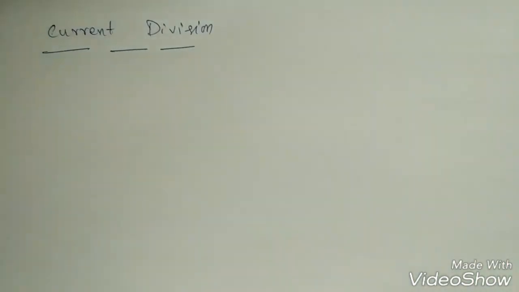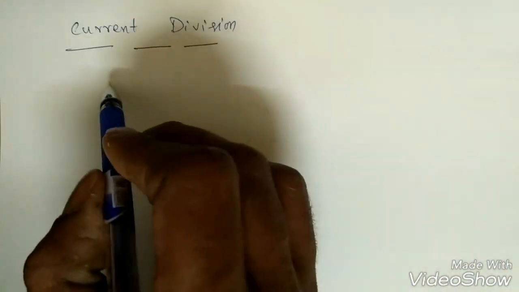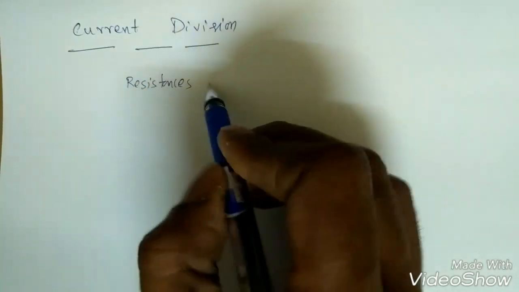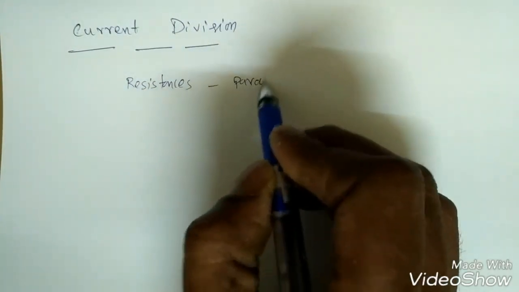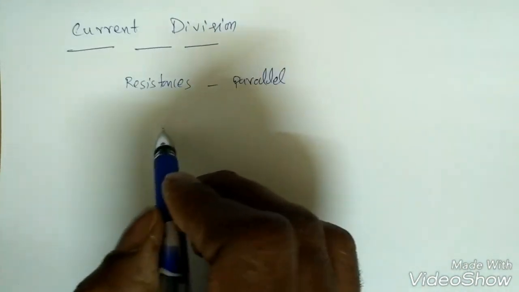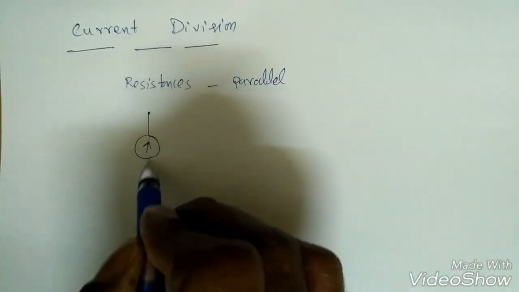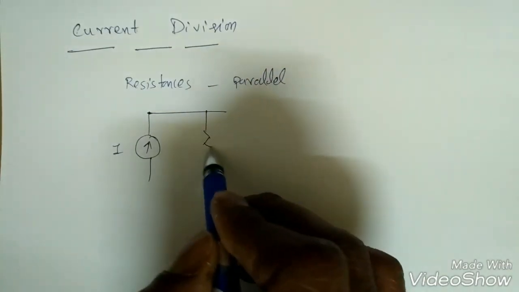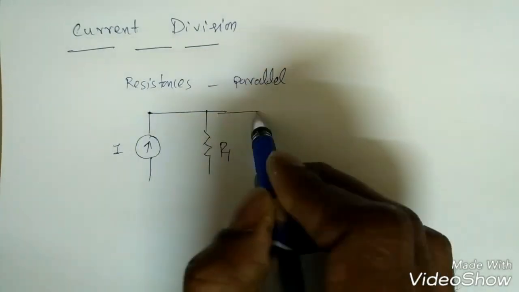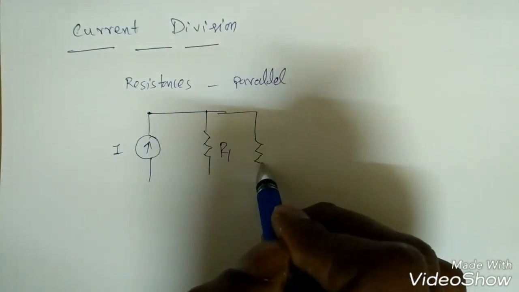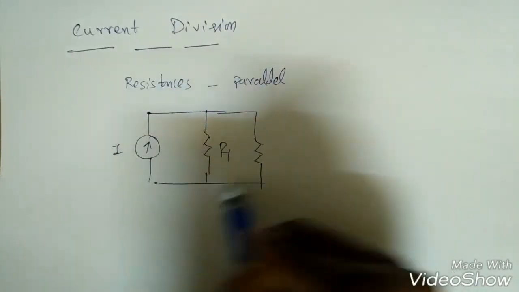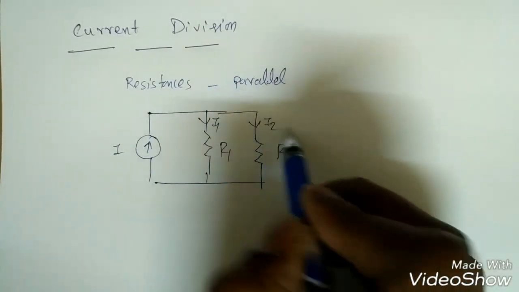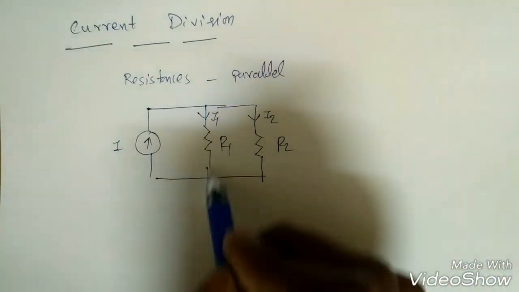Now we will see the current division. Current division will happen when the resistances are in parallel. If I take a circuit like this, the current I is coming in and there are two branches, R1 and R2. Suppose in this branch there is a current I1 and in this branch there is a current I2. Now how do we find I1 and I2?